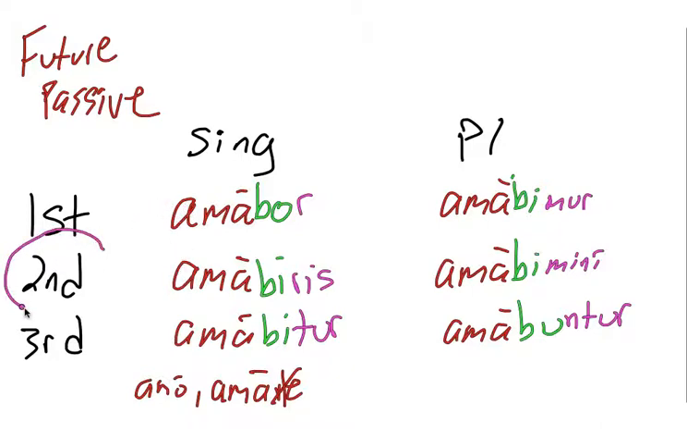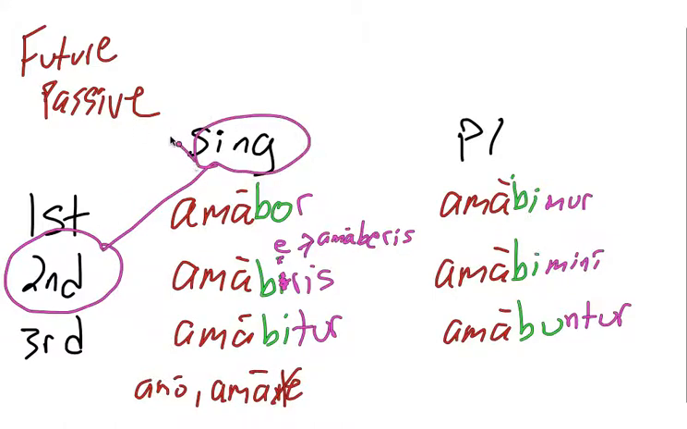Although there is one change we need to make. In the second person singular, the I actually changes to an E. So the correct form for second singular would be amaberis. I know that seems weird, and it's an exception, and this happens in Latin sometimes, particularly in second singular passive forms. We'll encounter this again in third conjugation in the passive. And so the I changes to an E. So instead of biris, it becomes beris. And that happens in both first and second conjugation.